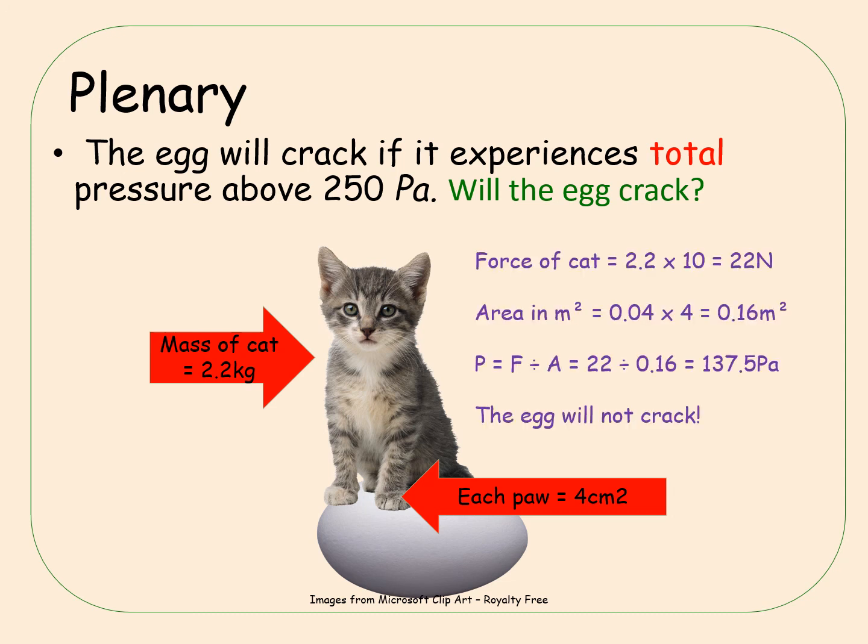Okay, so force of the cat, 2.2 times 10, 22 newtons. Area in meters squared is 0.04 times 4 equals 0.16 meters squared. Therefore, pressure is force divided by area. 22 divided by 0.16 gives us 137.5 pascals, and therefore the egg will not crack.